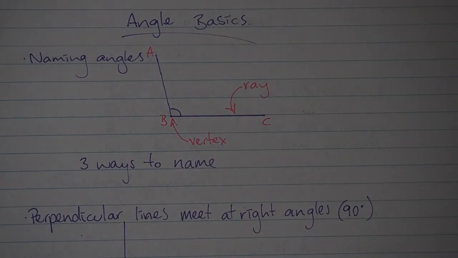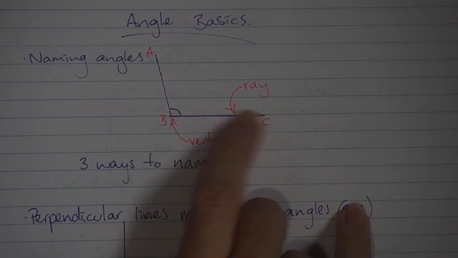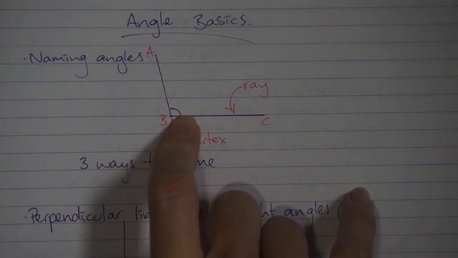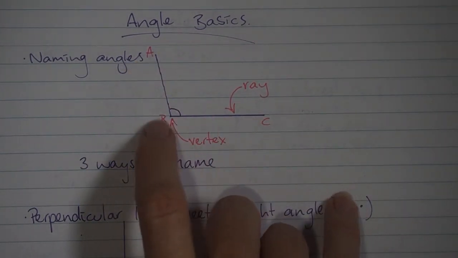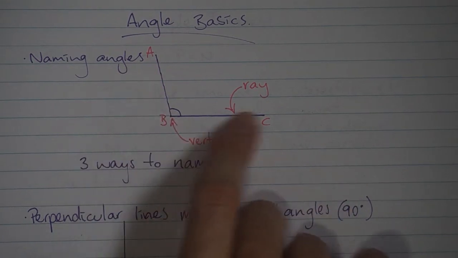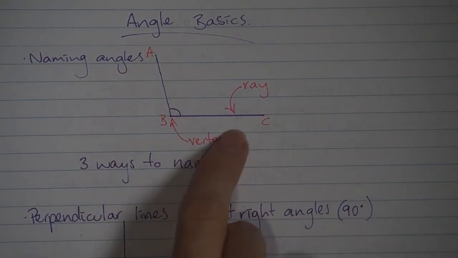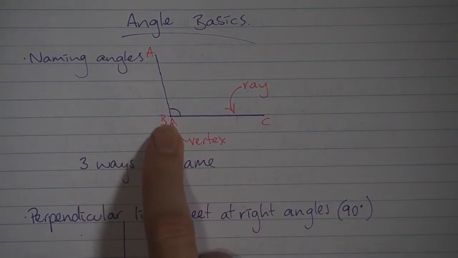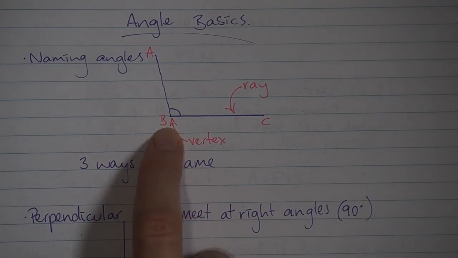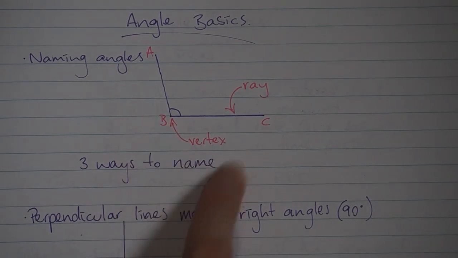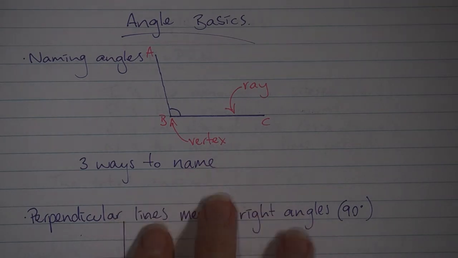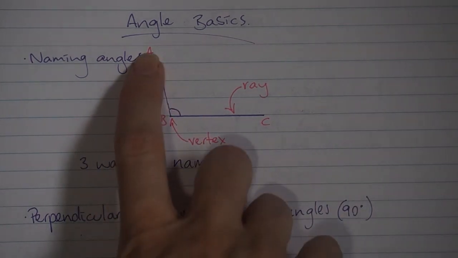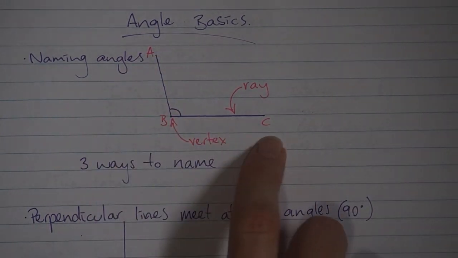Okay, so a couple of little things to start off with. The arm of an angle is called the ray. So this angle has two rays, here and here, and a vertex. A vertex is just a really fancy name for a corner. All right, so you can see I have three labels on my angle. I've got an A up here, a B down here, and a C over here.